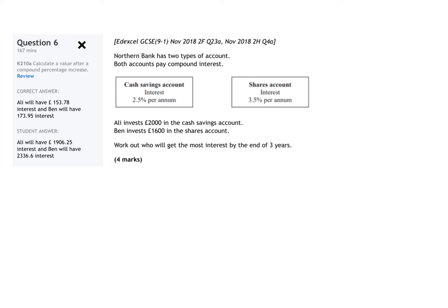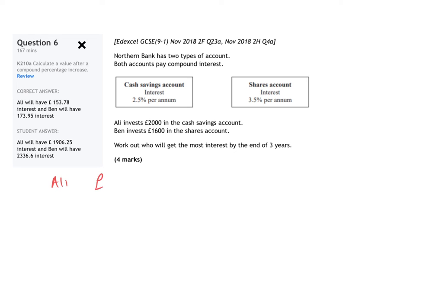Ben, in a similar way, he's gone from 1,600. His interest is even more than his original amount. Again, in a period of 3 years, at these low interest rates, that cannot be true. So whatever happens, those answers must be wrong. So let's look at each person in turn. Look at Ali first of all.